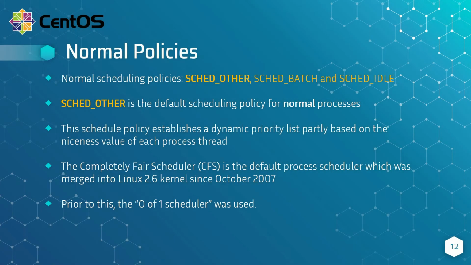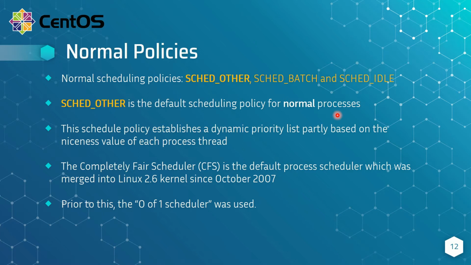So next we have normal policies. Normal policies include scheduling other, scheduling batch, and scheduling idle. We'll be mostly focusing on scheduling other, since these other two are for lower priority processes and are usually of limited interest. The first one, scheduling other, is the default scheduling policy for normal processes. This policy establishes a dynamic priority list, and this is based partly on the niceness value that we talked about in the previous slide.